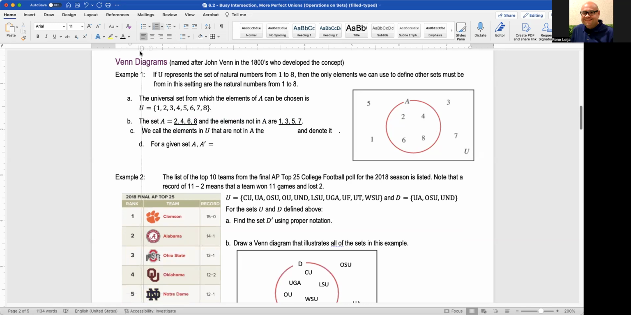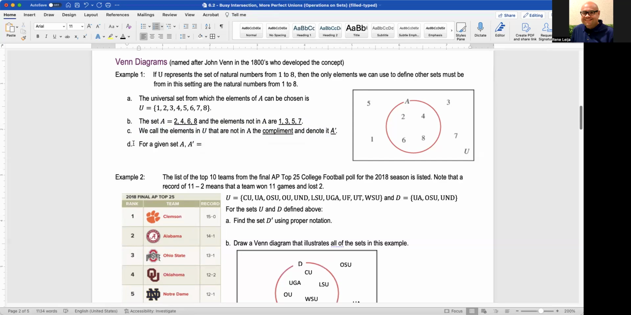Okay, and the elements that are not in A are going to be what's outside of the red circle, which are the numbers 1, 3, 5, and 7. But notice that it's still part of the universal set. So the elements that are in U but not in A, we call them the complement, and we denote it by A prime.